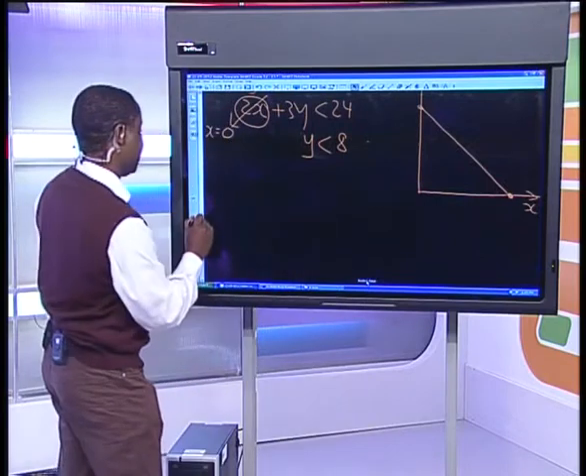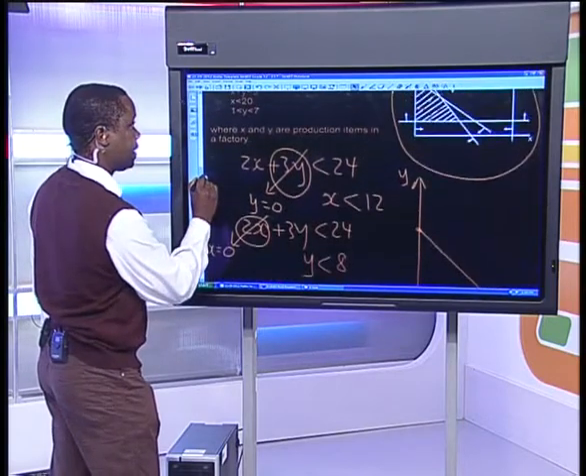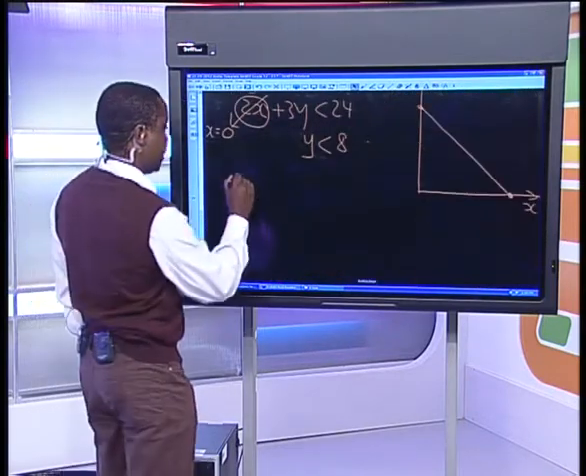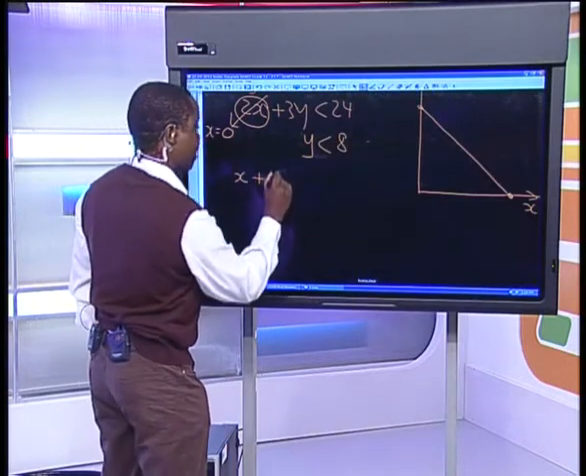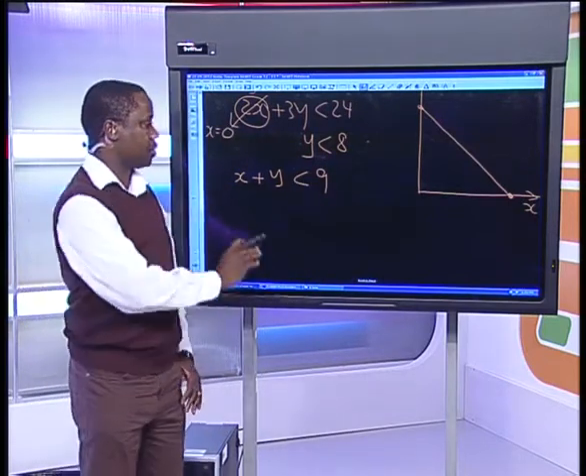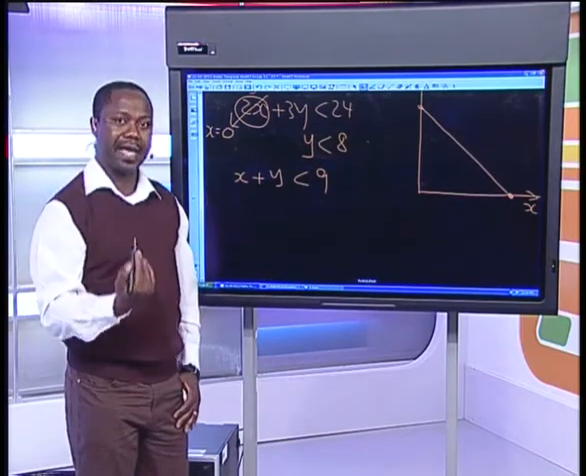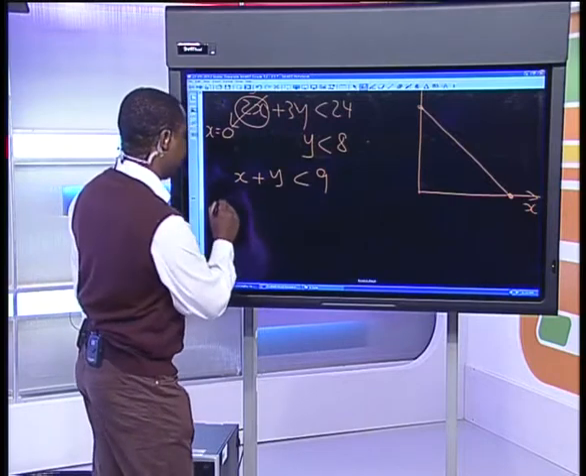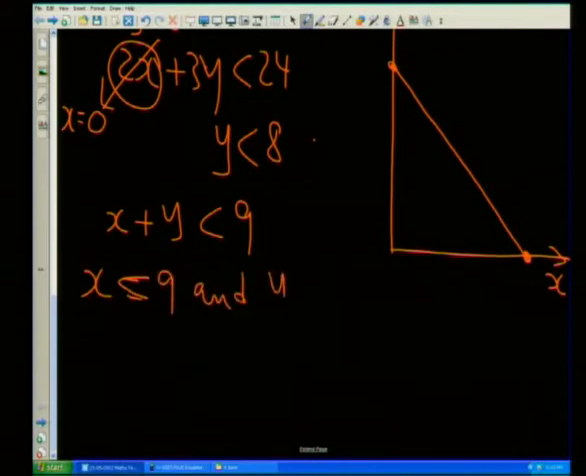I think the second one said x plus y less than 9. So x plus y less than 9. The procedure is the same. We are going to cover the x part and get the y-intercept. Cover the y part and get the x-intercept. So you are going to therefore get x less than 9, and the other part is going to be y less than 9. So I'm going to mark those two.